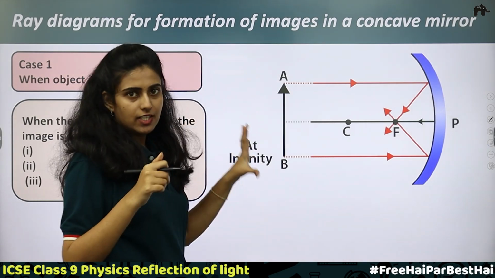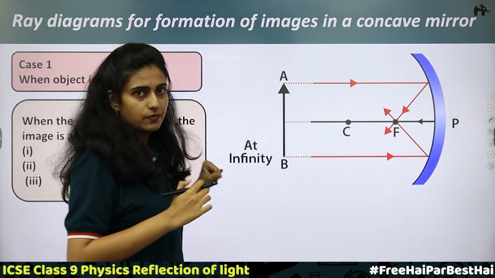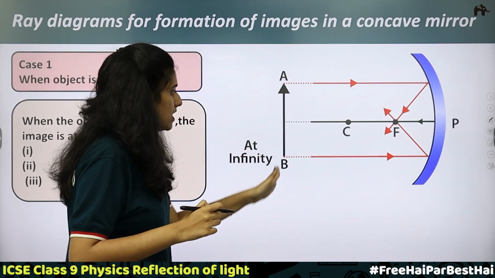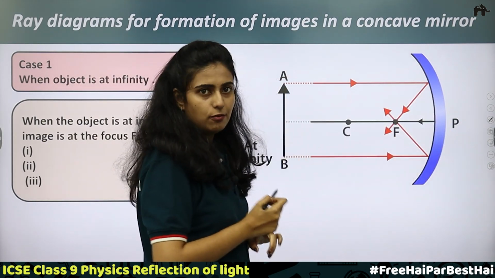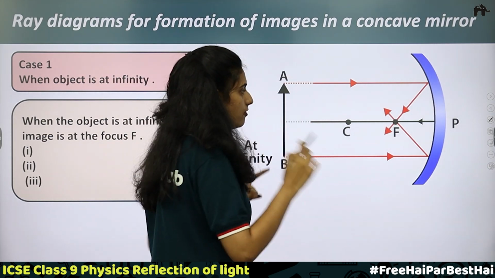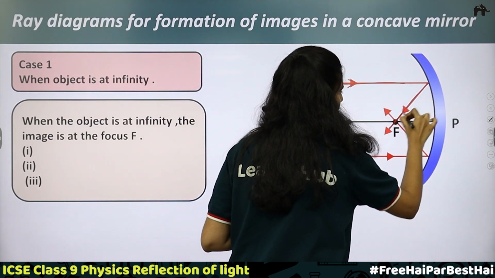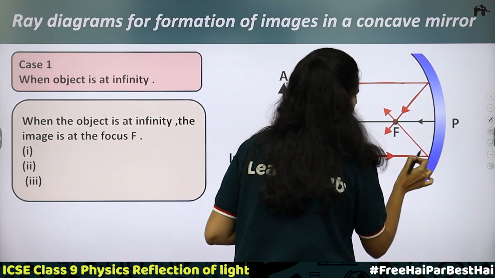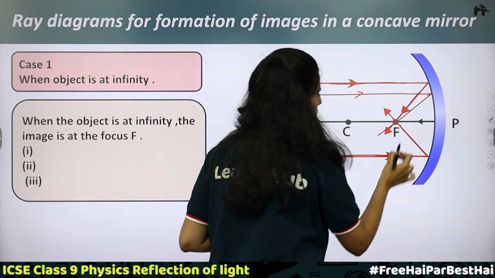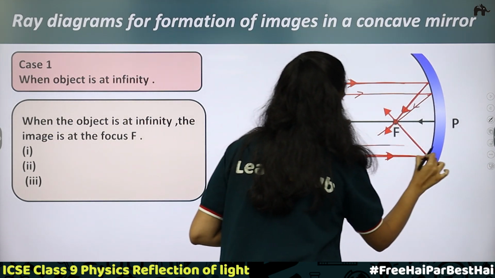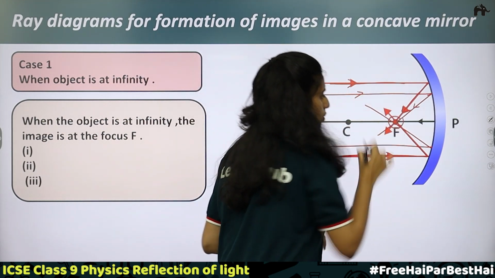When the object is at infinity, there are many parallel light rays from the source. So this is an infinite source, where the object AB is at infinity. You can see the light rays are falling on the concave mirror. What is happening after reflection? These are the incident light rays. After reflection, they will converge at the focus. There will be an infinite number of light rays, and all of them will converge at the focus. So the image will be formed at the focus.